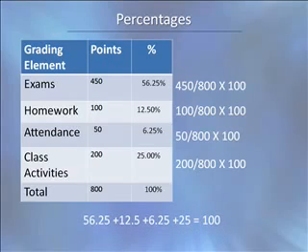Always make sure that the percentages for the elements total 100. 56.25% for exams, plus 12.5% for homework, plus 6.25% for attendance, plus 25% for class activities equals 100%. There may be a minor difference in some problems due to rounding. If rounding is an issue, always determine how many decimal places should be used. Rounding information should be available either in the problem or from your instructor.